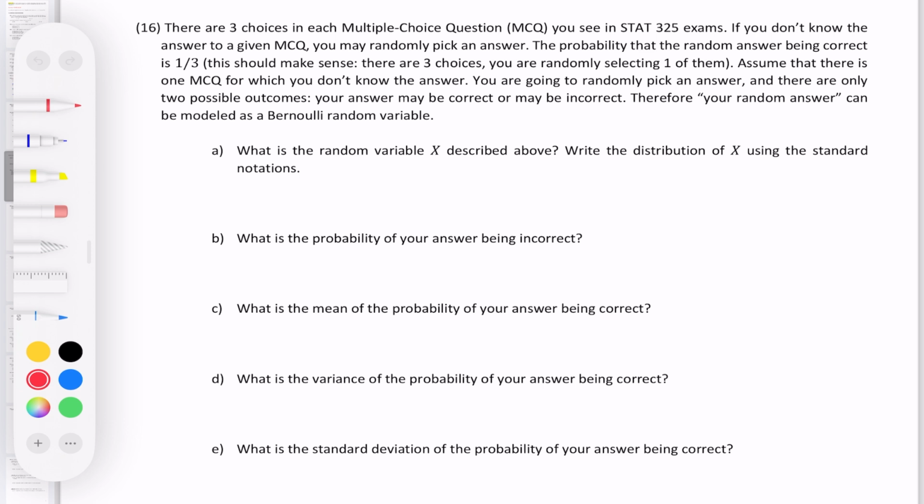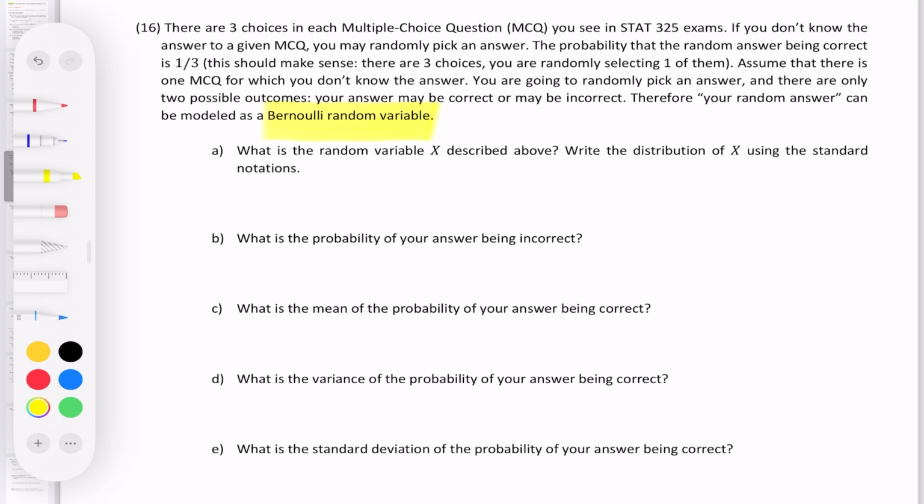Assume that there is one MCQ for which you don't know the answer. You are going to randomly pick an answer, and there are only 2 possible outcomes. Your answer may be correct or may be incorrect. Therefore, your random answer can be modeled as a Bernoulli random variable. So please pay attention to the given distribution here. It's a Bernoulli distribution. Of course, your answer can have 2 possible outcomes. It can be correct, it can be incorrect. Therefore, of course, it should be from a Bernoulli distribution.